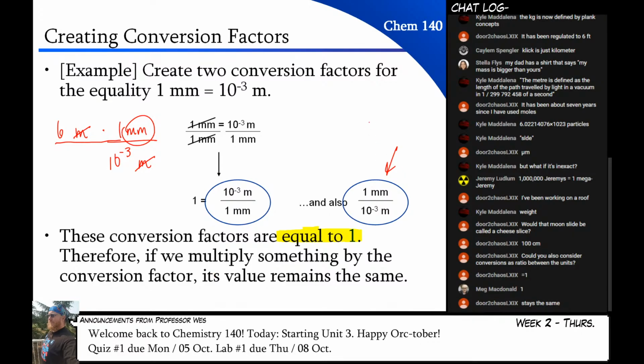I'm going to pick the conversion factor that helps me cancel out the units I don't want and leaves the units that I do.